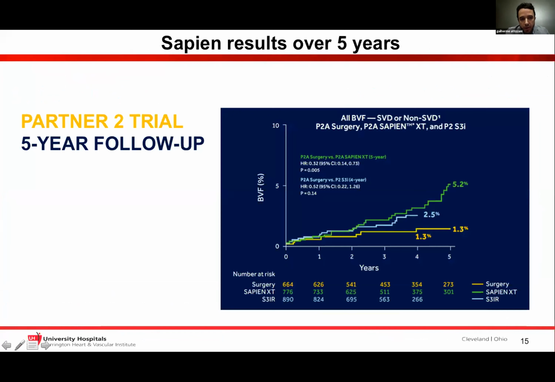Looking into the PARTNER 2 trial and the 5-year follow-up data, although Sapien 3 did quite a good job compared with surgical valves here in yellow, there is an interesting piece of data that we have to pay attention to, which is from Sapien XT, although it's not the current technology anymore. But there was a higher rate of bioprosthesis valve failure over time compared with surgical valves. So we have to pay attention to this data, and I don't think we can draw any robust conclusions from this, but at least it's something that we have to pay attention to.